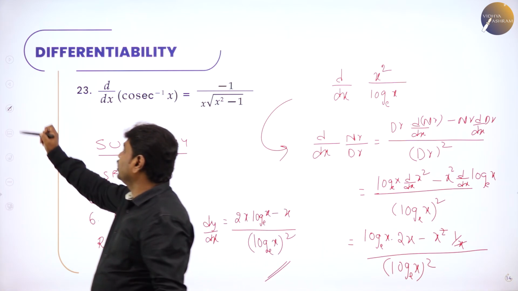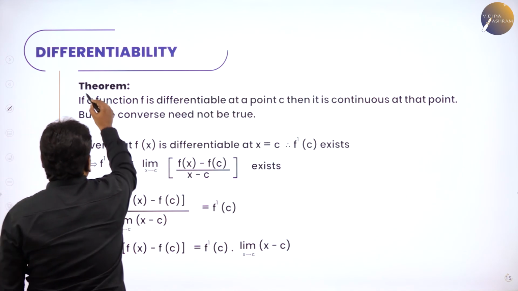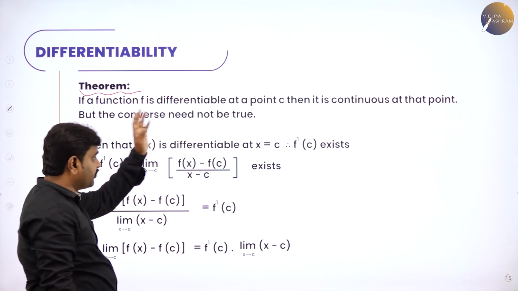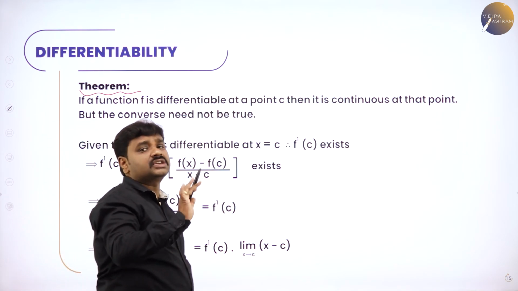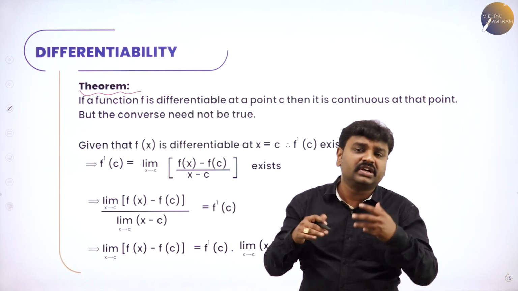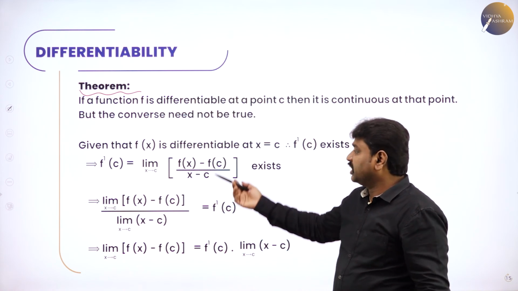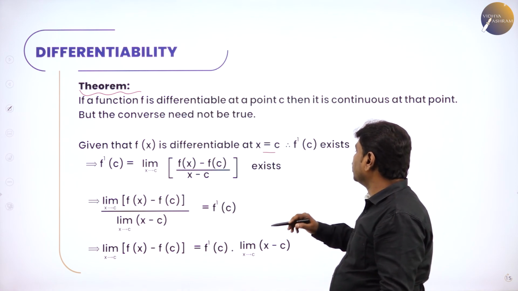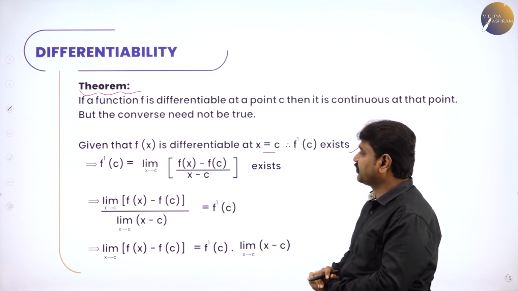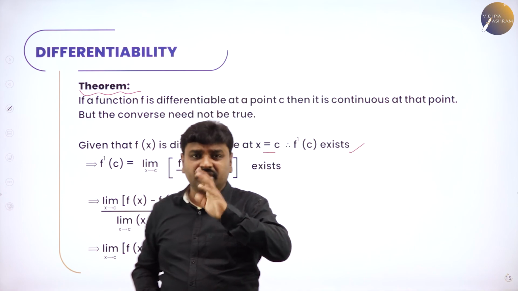So now, before ending, let us conclude with a theorem. The theorem is: if a function is differentiable at any point, then it should be continuous. But the converse is not true. If it is continuous, it need not be differentiable. So we'll take this and prove it. I'll take f of x as a differentiable function at x is equal to c. Then f dash c exists. Differentiable means the derivative exists.